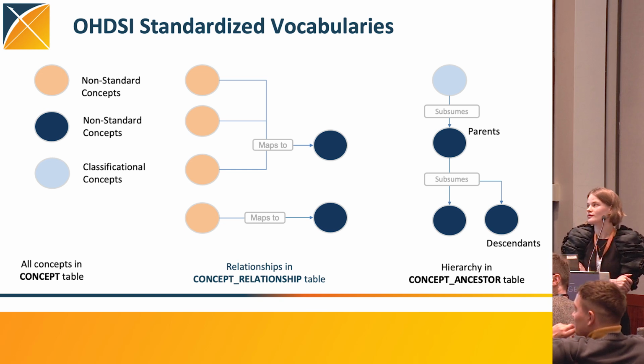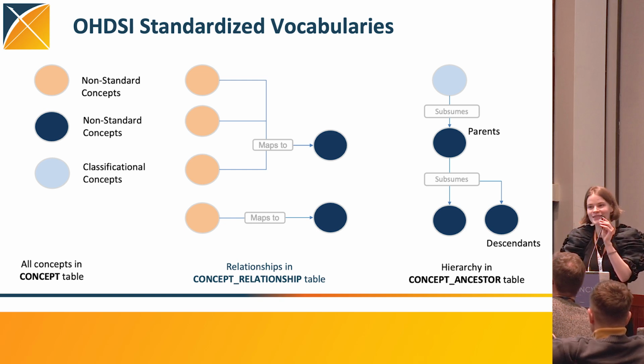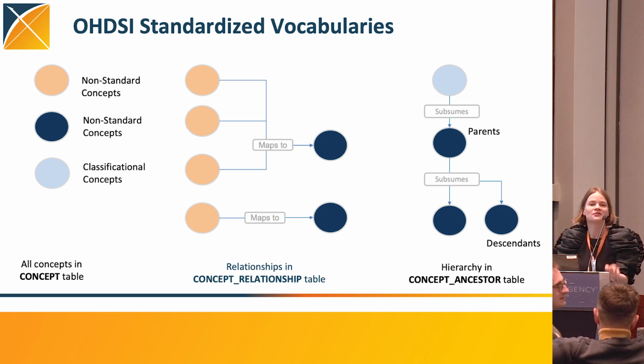So the middle circle, like the dark circle at the far left side, is standard. Oh, yeah, that was supposed to be standard. So orange, what we're going to use throughout, is orange non-standard, blue standard, and light blue classificational. Yeah, absolutely. Oh, people are looking at the slides. How nice is that?